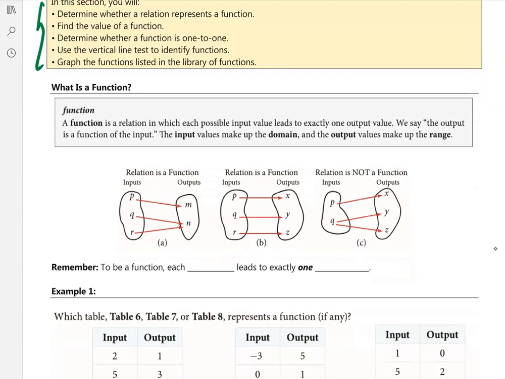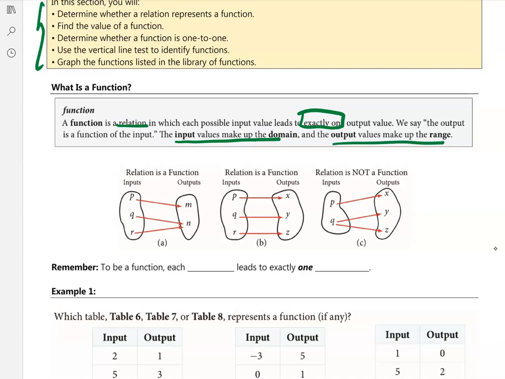Let's start with, what is a function? A function is a relation in which each possible input value leads to exactly one output value. Again, each possible input value leads to exactly one output value. We say the output is a function of the input. The input values make up the domain, and the output values make up the range.